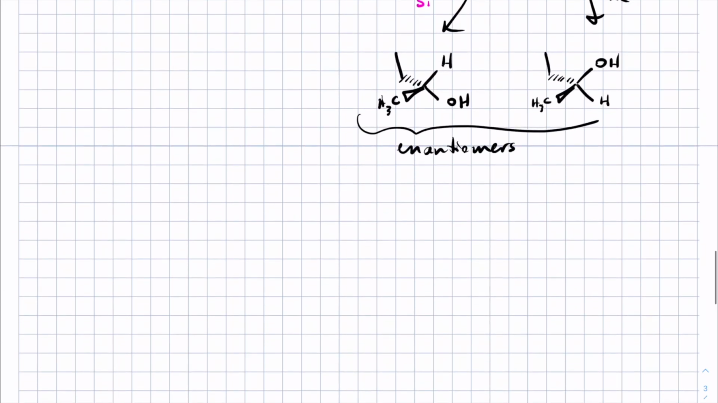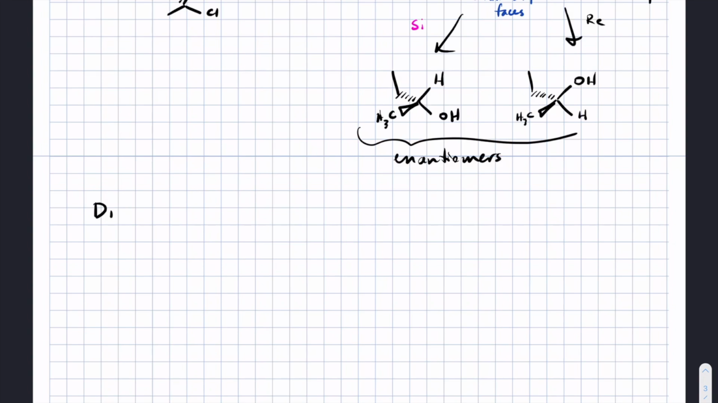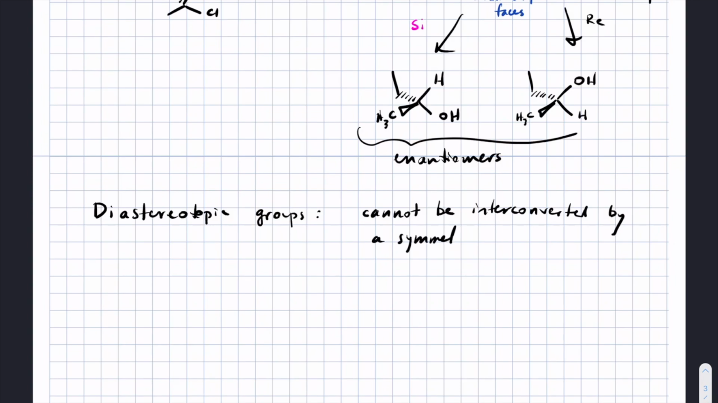The last thing we'll talk about in terms of topicity is diastereotopic groups, and these are groups that cannot be interconverted by a symmetry operation and are therefore always different. Now, we're going to make a distinction between they have to be different versus how different are they actually.